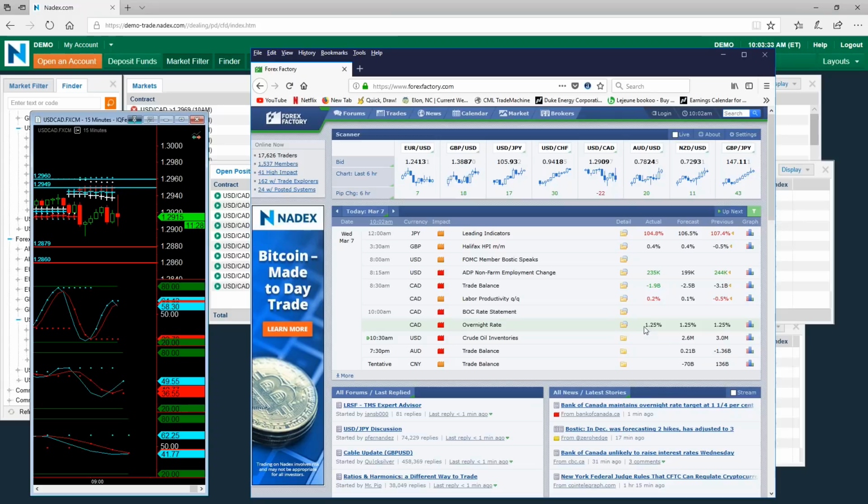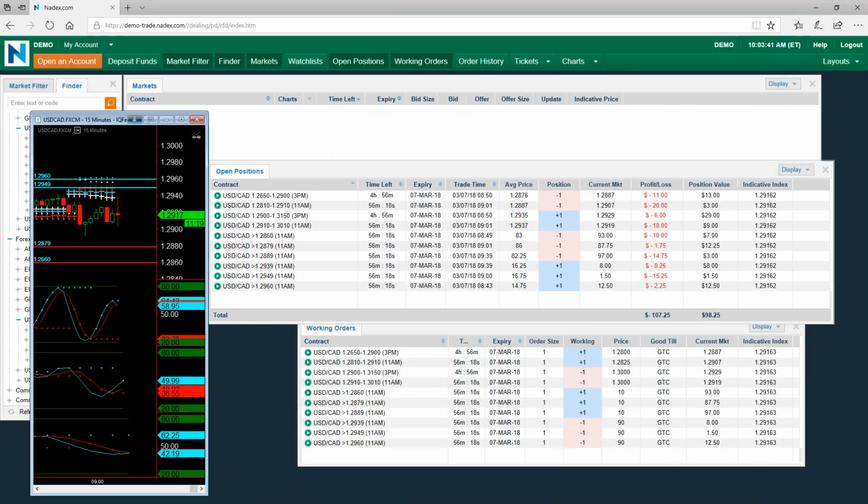So you can see they did exactly what was anticipated. They kept it at 1.25%. Okay. So now it's a matter of, do they give any clues as to whether they're going to raise the rates later in the year? That's what they're trying to decipher. And that's why you've seen this has not moved very much.